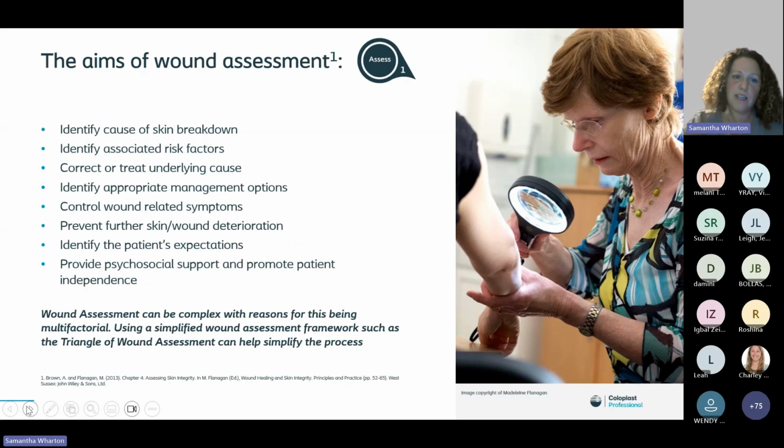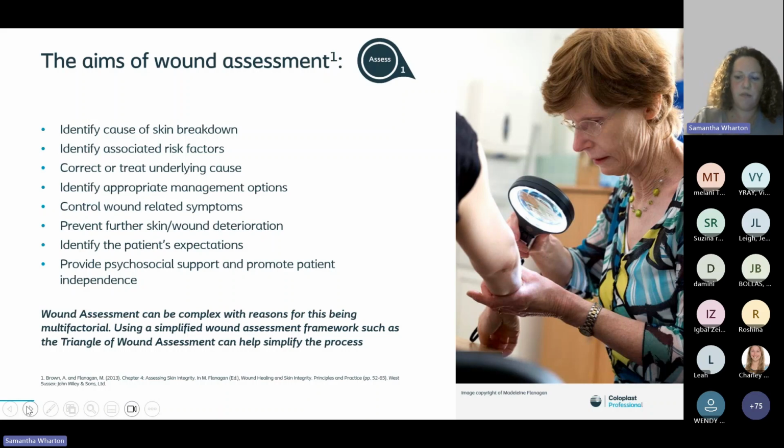So it says here, wound assessment can be complex, with reasons for this being multifactorial. Using a simplified wound assessment framework, such as the triangle of wound assessment, can help simplify the process. So the triangle of wound assessment was created with tissue viability specialists, and it's a simplified framework that makes sure that you identify all areas when you're looking at your assessment.